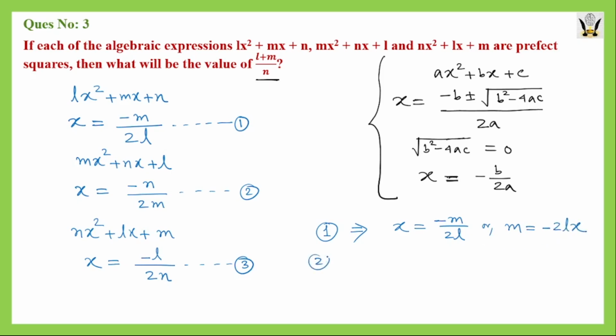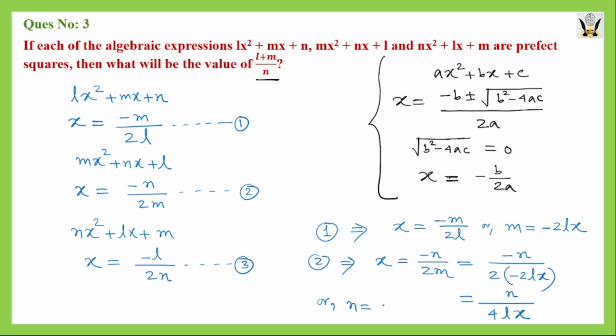So in the second equation, where we have x is equal to minus n by 2m, if we put the value of m that we obtained in the previous step, then it will be minus n divided by 2, and the value of m here is minus 2lx. So finally minus minus will cancel each other, and it will be n divided by 4lx. So from here we can again say that n will be equal to 4lx square.